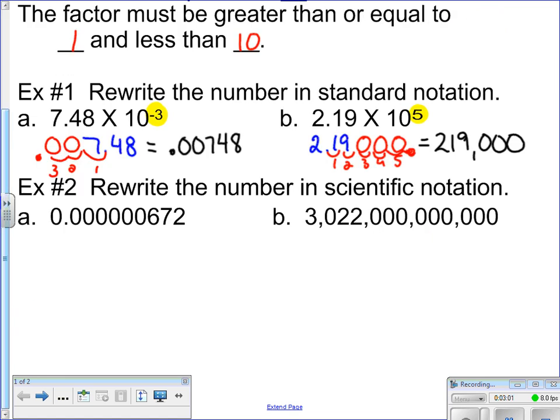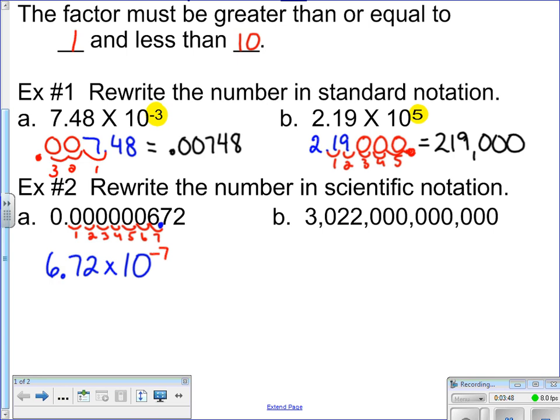All right, let's look at the other way to write this. We have a bunch of zeros in the front, and now the decimal needs to go behind the first number that's not a 0. The first number that's not a 0 is the 6. So I'm going to put the decimal behind the 6. That's going to make this 6.72. Now to figure out my exponent, I count how many places I moved it. 1, 2, 3, 4, 5, 6, 7. I moved it 7 places. And since the 0 is in the front, this will be -7.